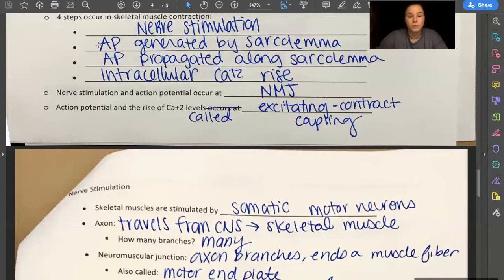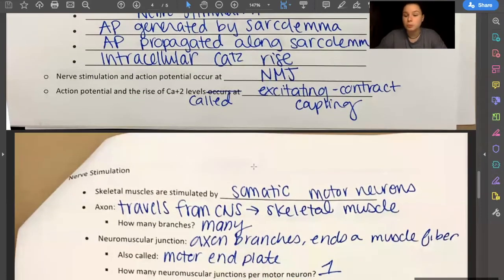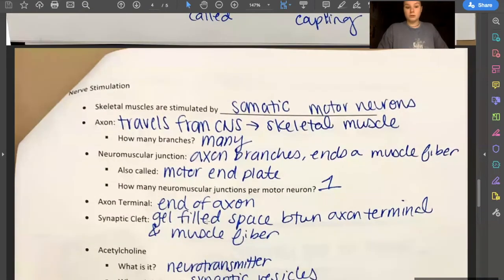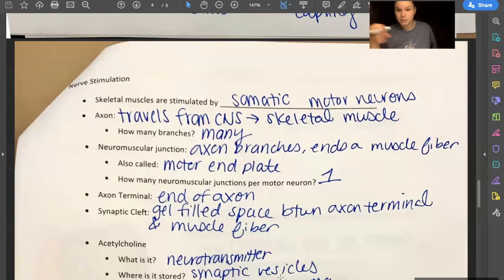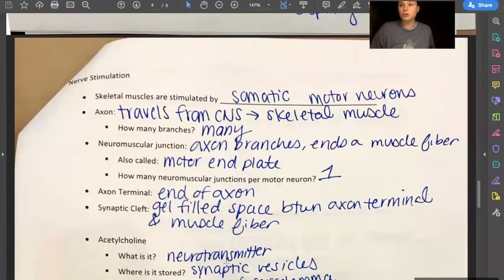Okay, so we were talking about how there's one neuromuscular junction per neuron. So everywhere a neuron sits, there's only one neuromuscular junction. The axon terminal is the end of the axon. So acetylcholine, we talked about that. It's that purple little triangle that comes out of the axon. It's stored in vesicles, I'll show you in a second. It's stored in synaptic vesicles in the axon, and it goes down into that neuromuscular junction. It's a neurotransmitter that tells the muscle to start inciting an action potential.